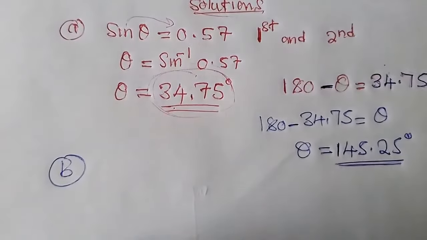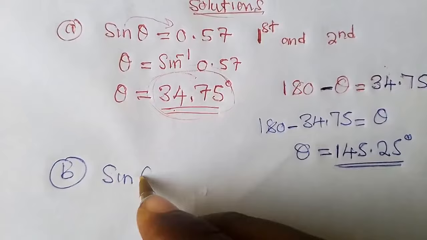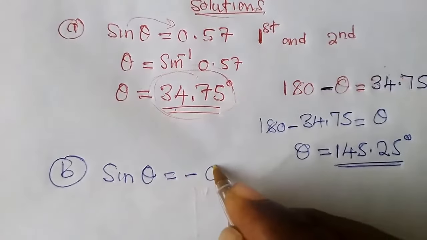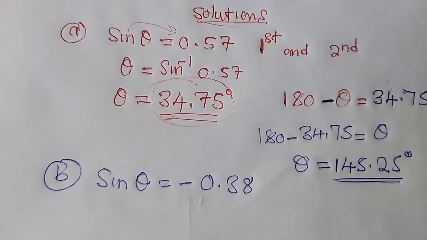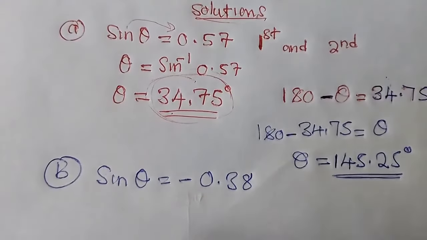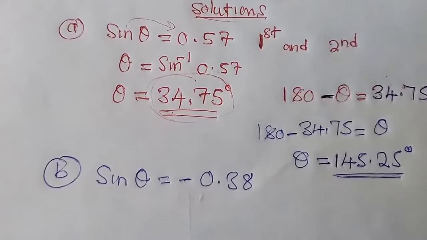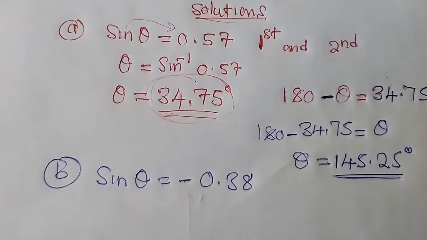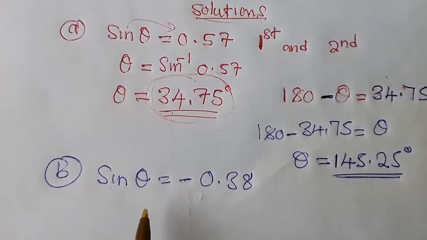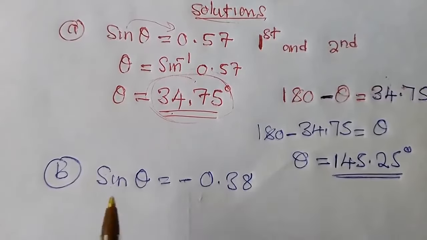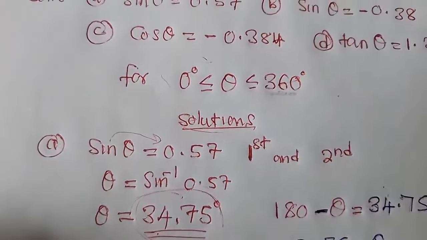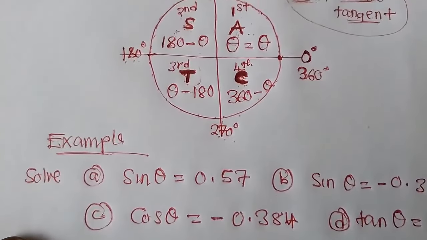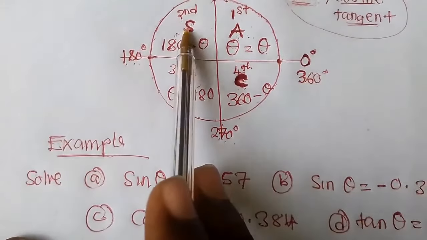Which is B. So I move to B. B is: sine theta is equal to negative 0.38. Very wonderful. So how do we answer this question? You check: sine is negative. You go to your quadrants. Where is sine negative? The sign here is negative.